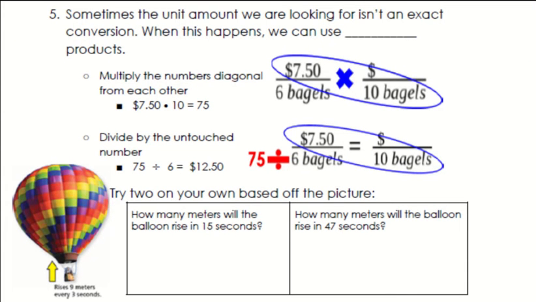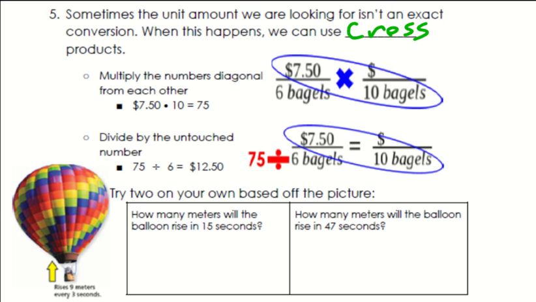So sometimes the unit amount we are looking for isn't an exact conversion, like I was just saying. When this happens, we can use what they're looking for here, the word cross products. In math, to get a product, what type of math are you doing? Multiplication. So cross products means we're going to cross multiply. Specifically, the way this works, they give a proportion here. I got kind of like 2 fractions, right? One of the spots is blank.